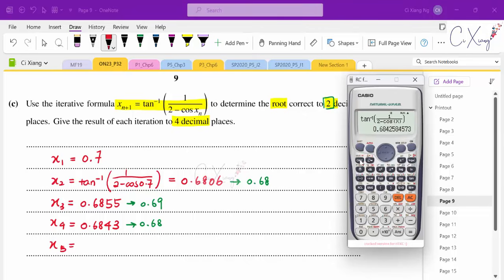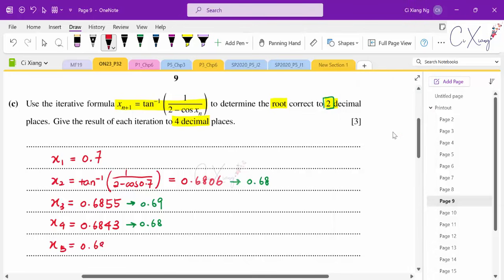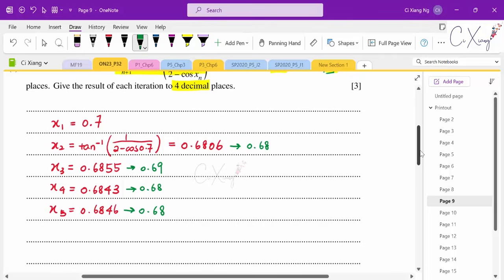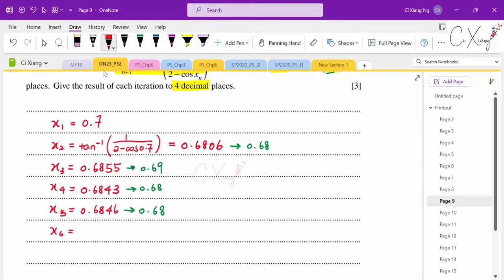So again, press calculate, then key in 0.6843, then press the equal sign, then you get 0.6846. Then you double check again. The 2 decimal places answer for this one is 0.68. So you can see that 0.68 has already repeated twice. So if you want, you can conclude this as your root, or you can stop here. But usually for me, I prefer to repeat another one to make sure that it is really the final answer.